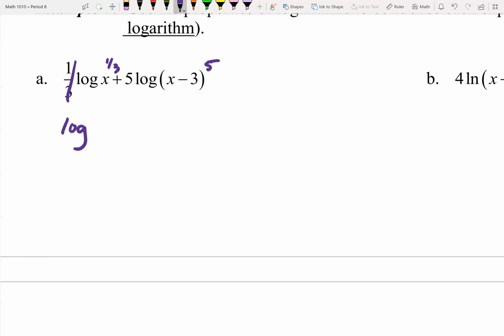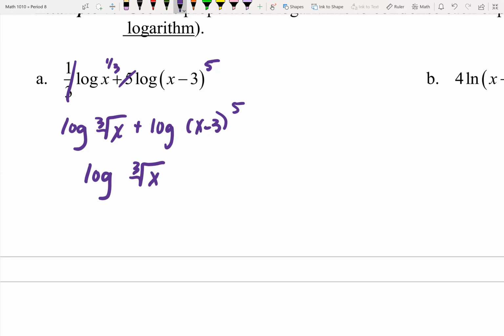So now I have the log of, I'm not going to write x to the 1/3. I can't write x to the 1/3. It's not fully condensed. What do I write? Cube root of x plus the log of x minus 3 to the 5th. If I'm condensing, I'm going to write the word log 1 time. So here I go. 1 log. Those are added. So when I squish them, they're multiplied. And it looks like that.